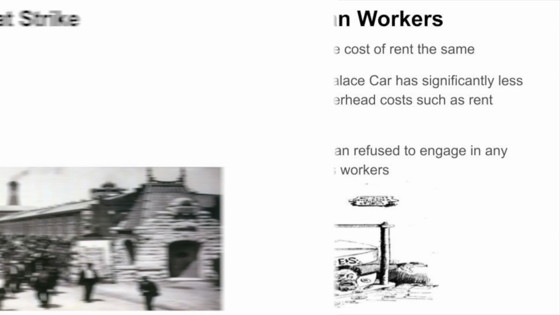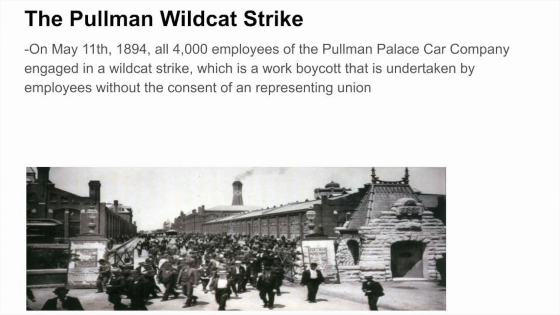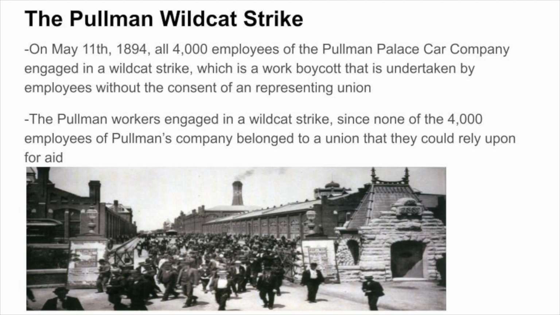On May 11, 1894, all 4,000 employees of the Pullman Palace Car Company engaged in a wildcat strike, which is a work boycott that is undertaken by employees without the consent of a representing union. They engaged in this type of strike since none of the 4,000 employees of Pullman's company belonged to a union that they could rely upon for aid.